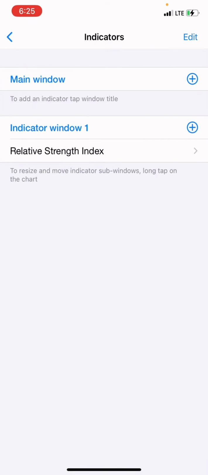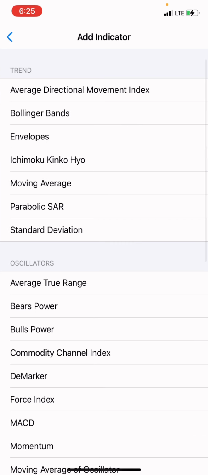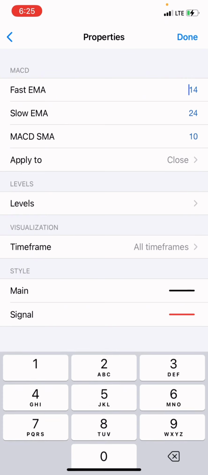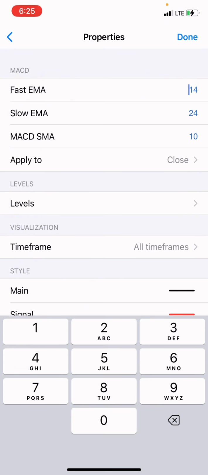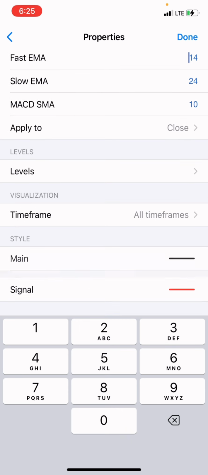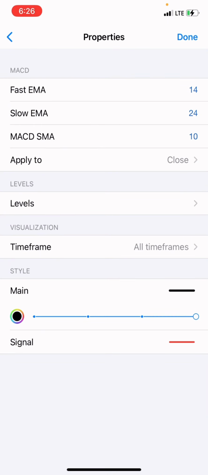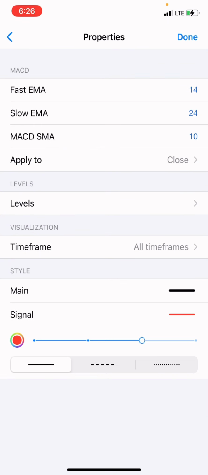Okay, now the second indicator which I'm going to use right here is the MACD. All right, now I'll put the MACD into our chart. I'm going to put the fast EMA on 14. The slow EMA, I'm going to use 24, and the MACD SMA is going to be on 10. All right, so the main line is going to be on 4 pixels. We want to make sure that we can see our trend line clearly and big, right?